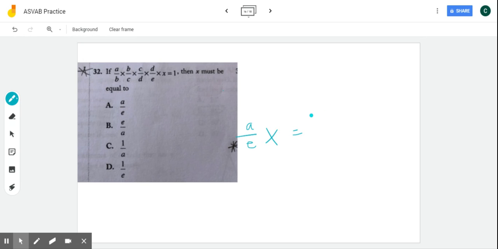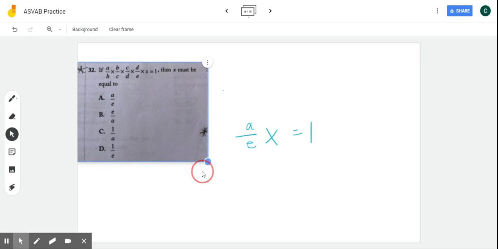And again, it says x must be, so then we're solving for x. The opposite of multiplying by a over e is dividing by a over e, or if we have a fraction, we can get rid of it by multiplying by the reciprocal, or just e over a. And whatever we do to one side, we have to do to the other. So e over a. All right.